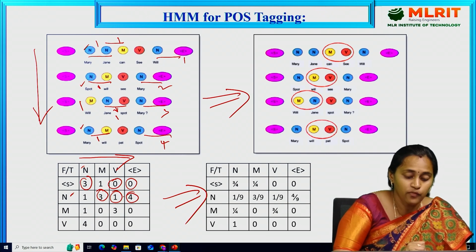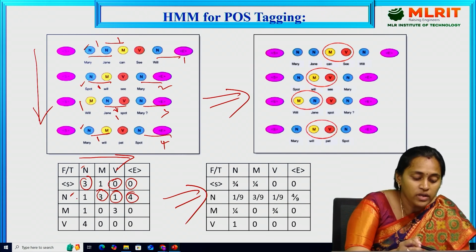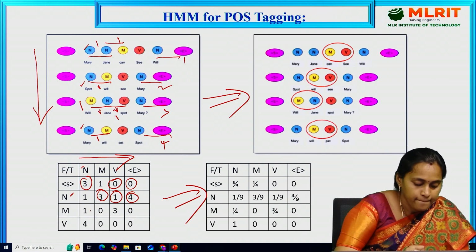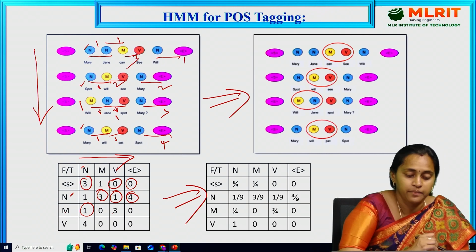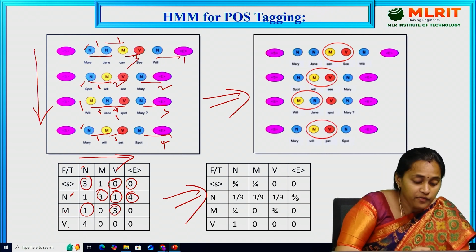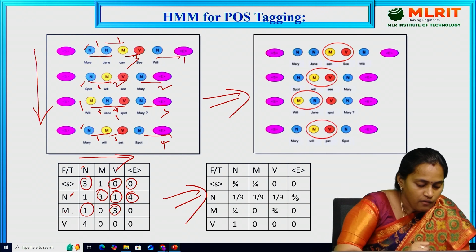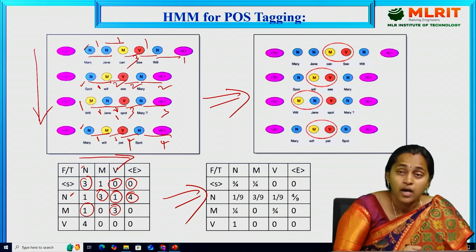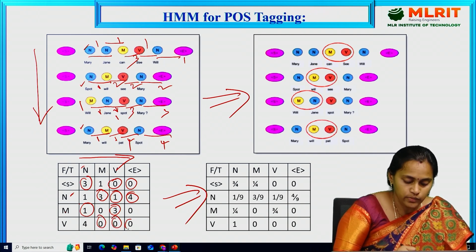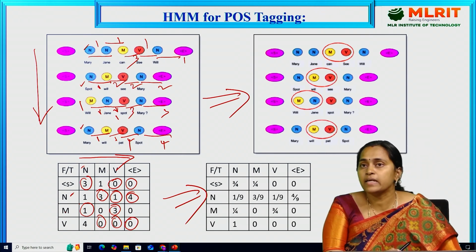This is a 4. Next, modal followed by noun: only 1 time. Modal followed by modal is 0. Modal followed by verb: 1 time, a second time, a third time. Next, verb contains 4. Verb followed by noun: 1 time, 2 times, 3 times, 4 times. Verb followed by modal is 0, verb followed by verb is 0, verb followed by end is 0. This is how we are calculating the transition probabilities.